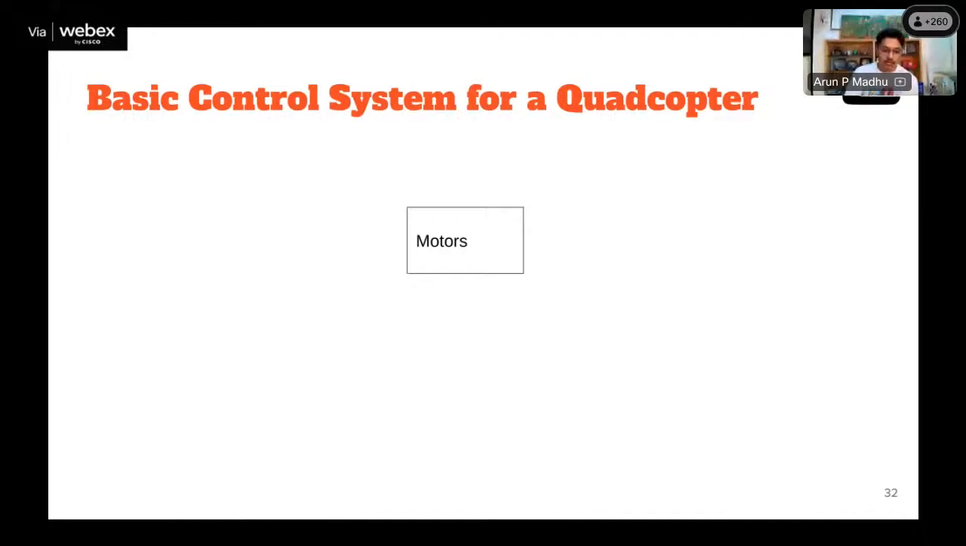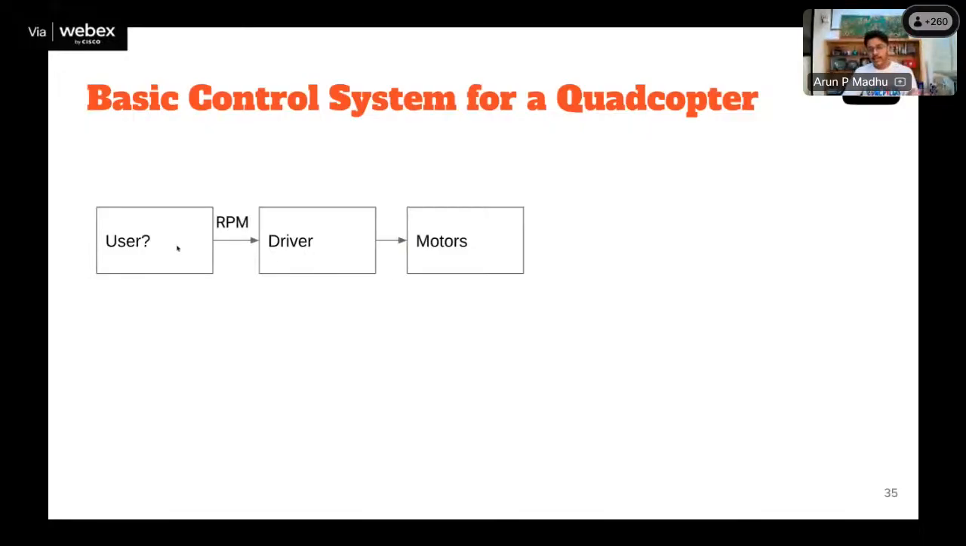So let's start from the basics. We all know the quadcopter will have motors. In order for the motors to work, as we discussed in how to make a quadcopter, we need motor drivers. So motors first need motor drivers. Then motor drivers need something called RPM, rotations per minute. So we give the motor driver RPM via a PWM signal, which helps the motor rotate at a particular RPM which we have set.